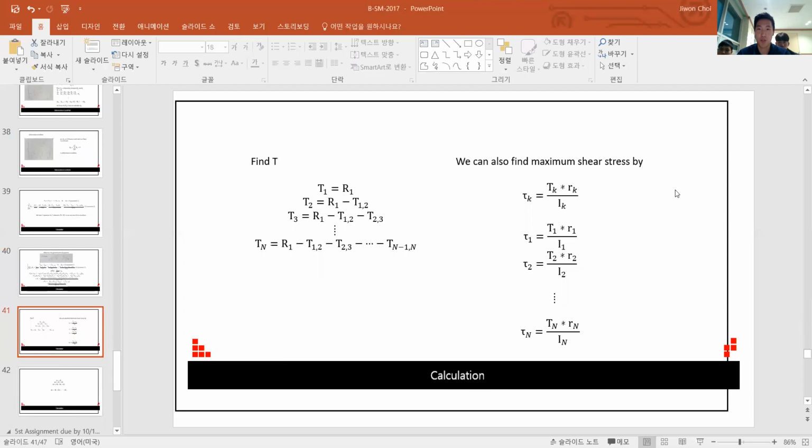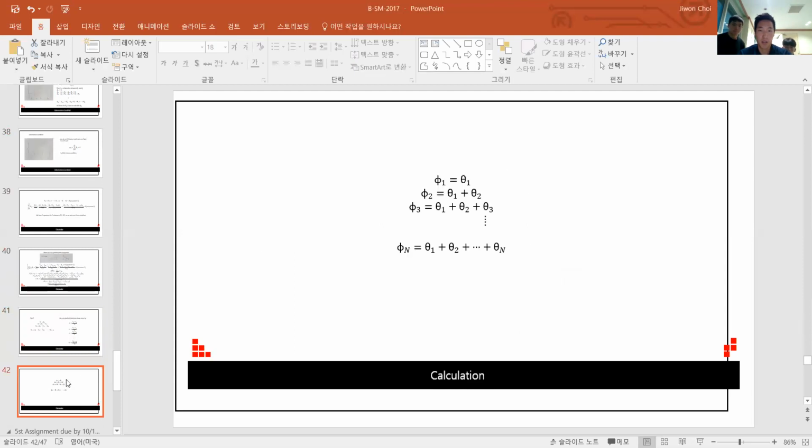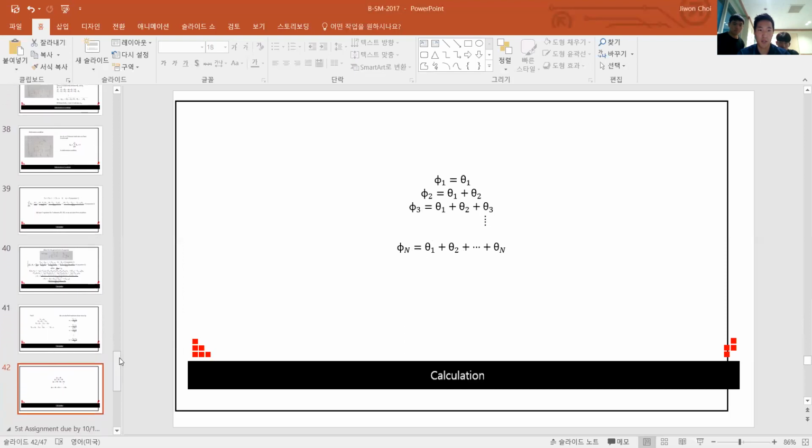Also, we can find the maximum shear stress by this equation. Tau k is the internal torque times the shaft radius over the polar moment of the shaft. And lastly, phi1 will be theta 1, and phi2 will be theta 1 plus theta 2, and phi n will be the summation of theta 1 to theta n. So we found the values, and I'm going to cover the results.